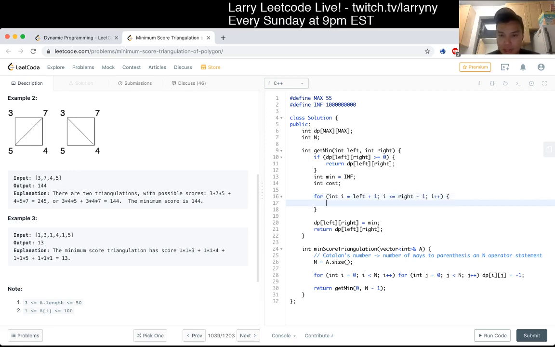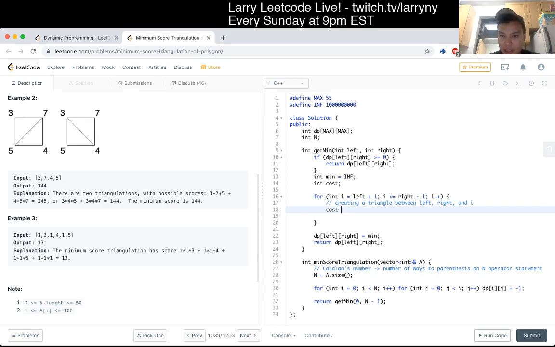Okay, so this is me creating a triangle. Triangle, I can't even spell anymore. Between left, right, and I. Okay, so what does that mean? That means the cost is now, oh, I didn't copy it away. Okay. It's equal to a sub left times a sub right times a sub I. That's the cost of drawing this triangle.